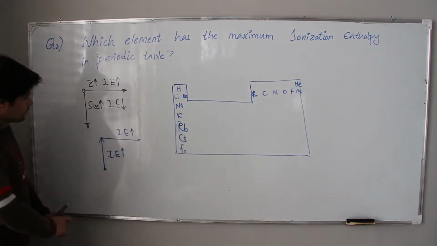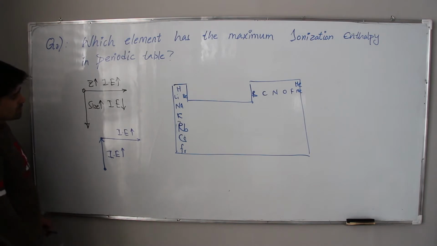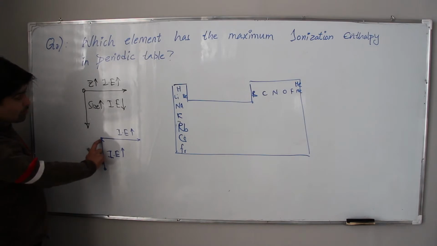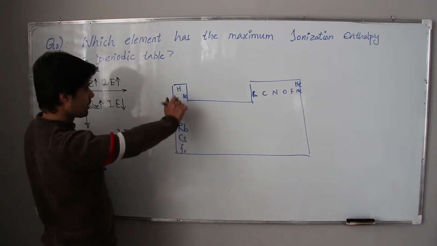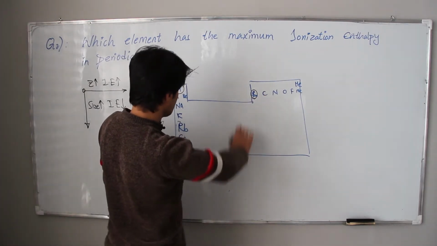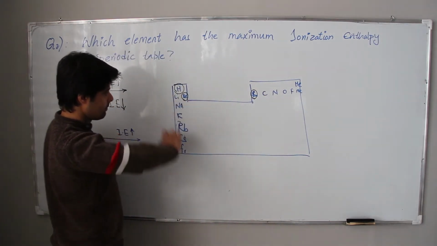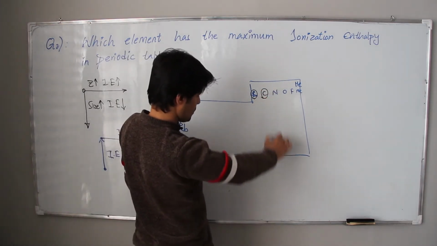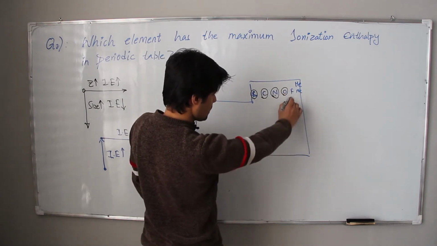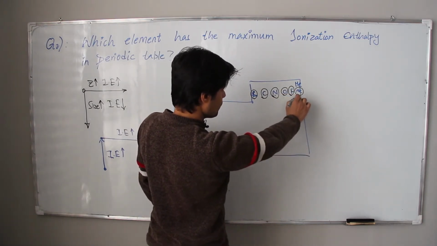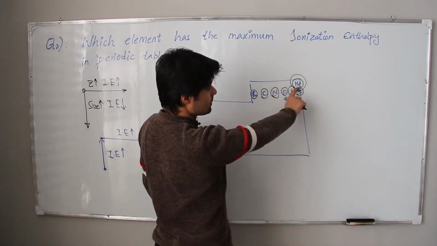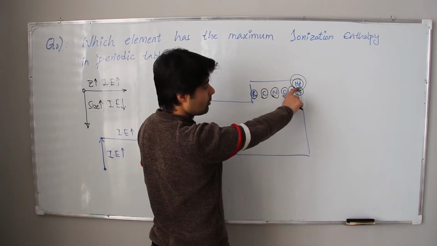Now in the groups, which element has the highest ionization enthalpy? The topmost one. Here, hydrogen. In this group we have boron. In this group beryllium. In this group carbon, nitrogen. In this group oxygen. In this group fluorine. In this group not neon, helium, because it is in the topmost location.